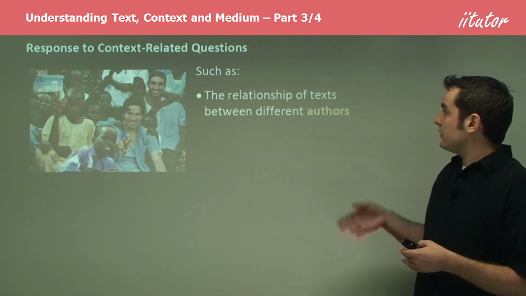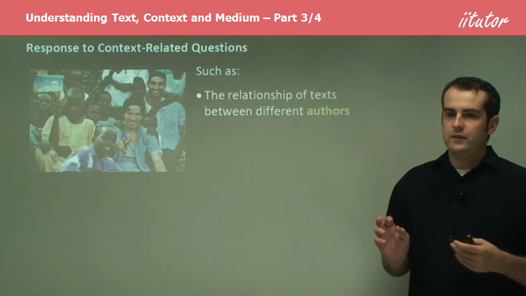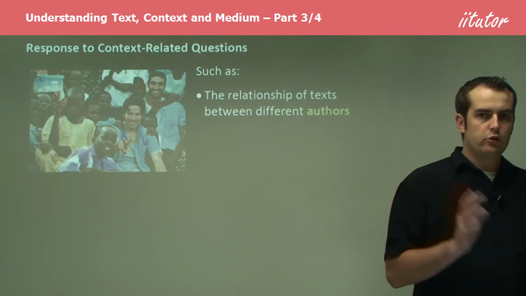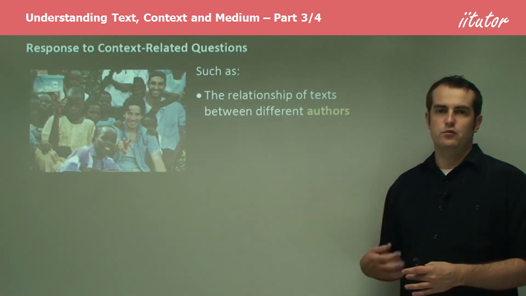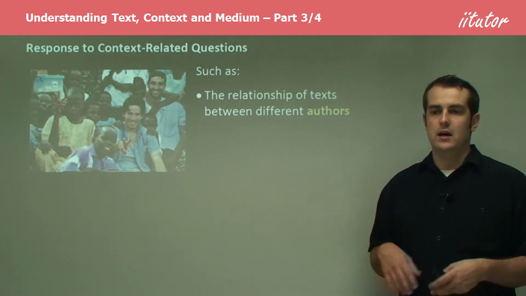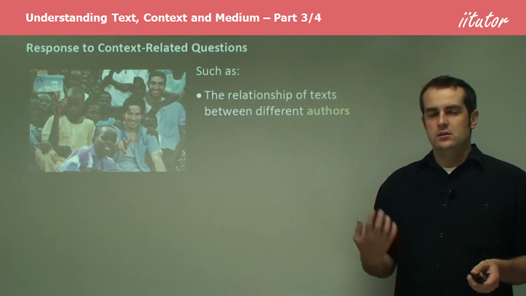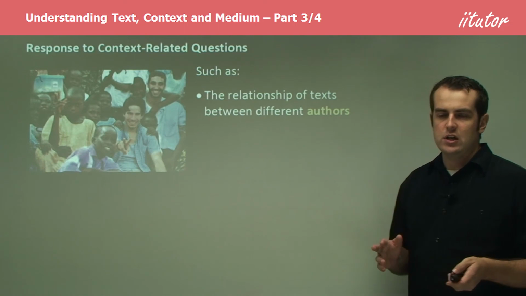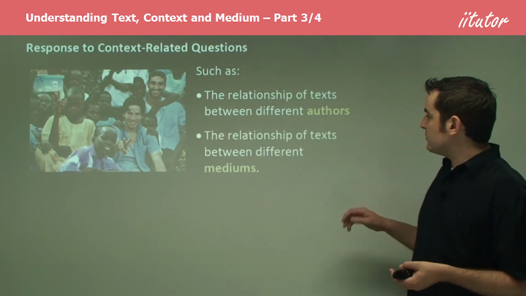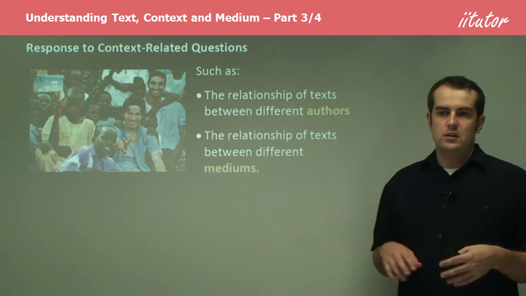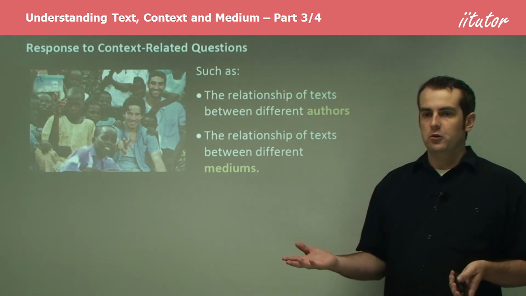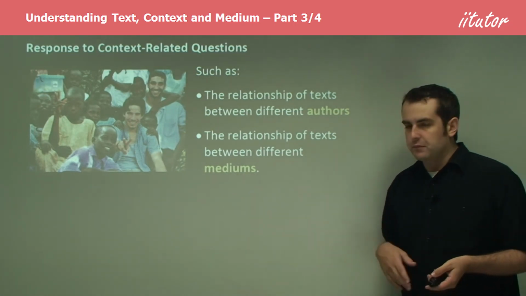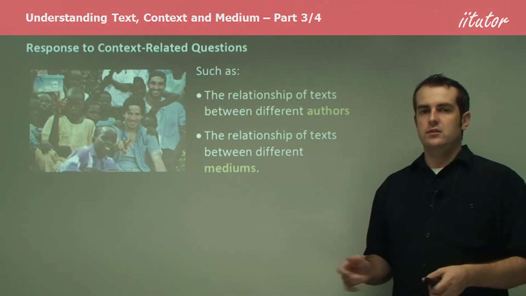You may also look at the relationships of text between different authors. So how one author who might be outspoken is different from one who is from a different culture or from a different way of life. So those sorts of things can change as well. You may look at relationships of text between different mediums. So a basic relationship between a film and a book. So let's have a look at that last one, because this one has a bit of an interesting connotation as well.